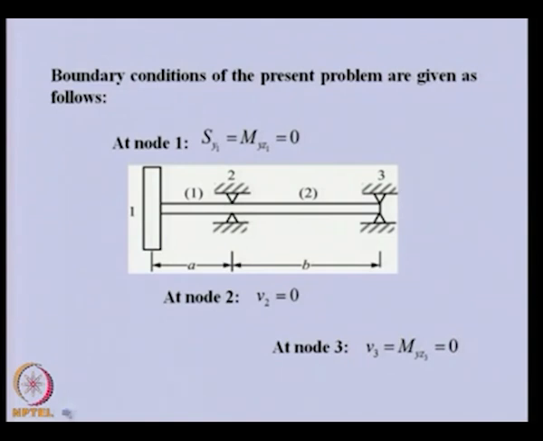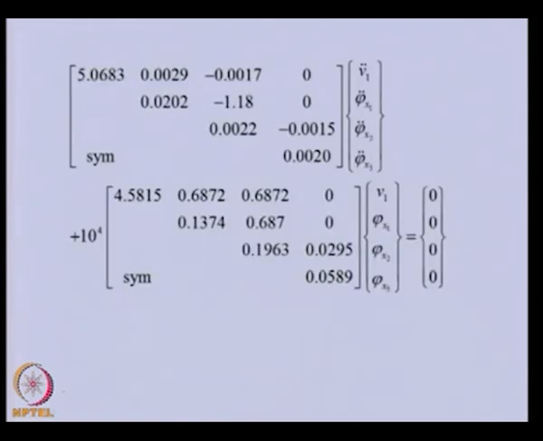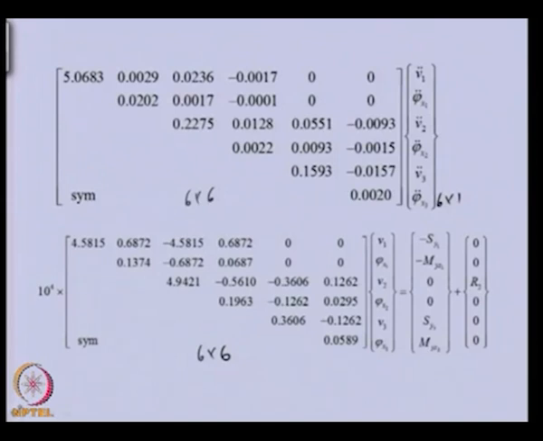Now let us apply these boundary conditions into the previous problem. So we have shear force and bending moment at node 1 as 0. At node 3 bending moment is 0, and V2 is 0 at support. V3 is 0 at the second support.